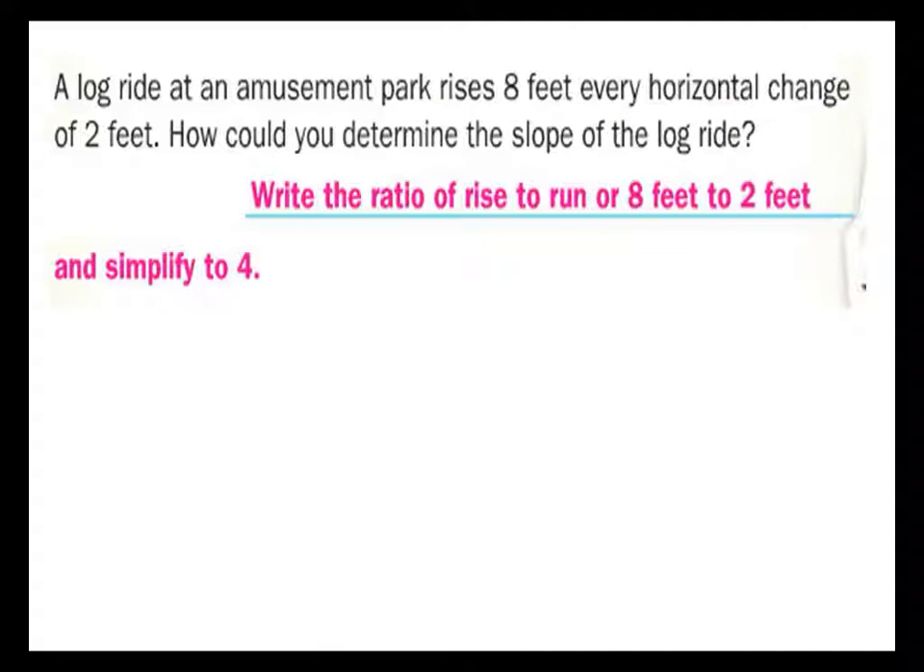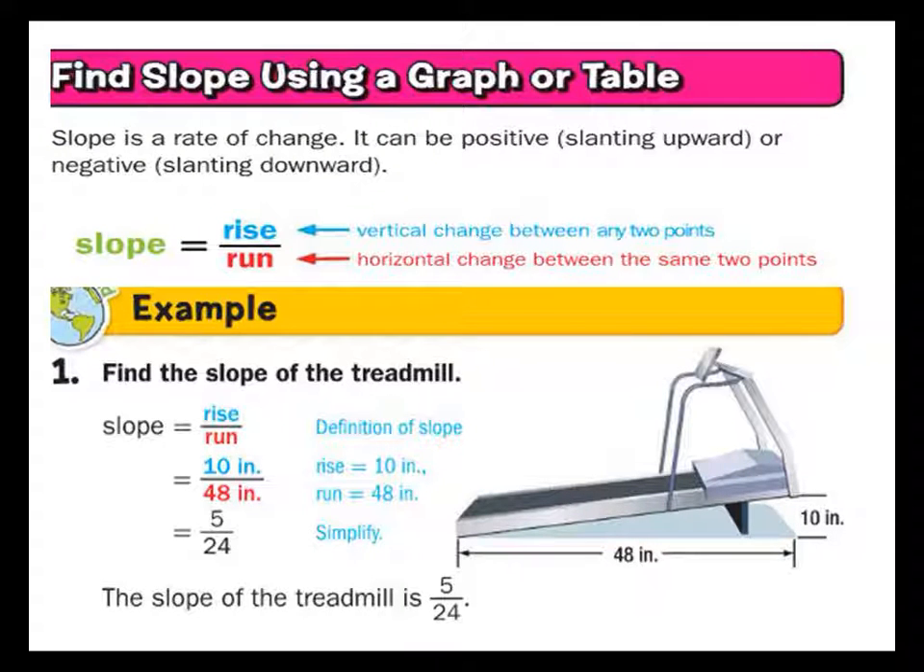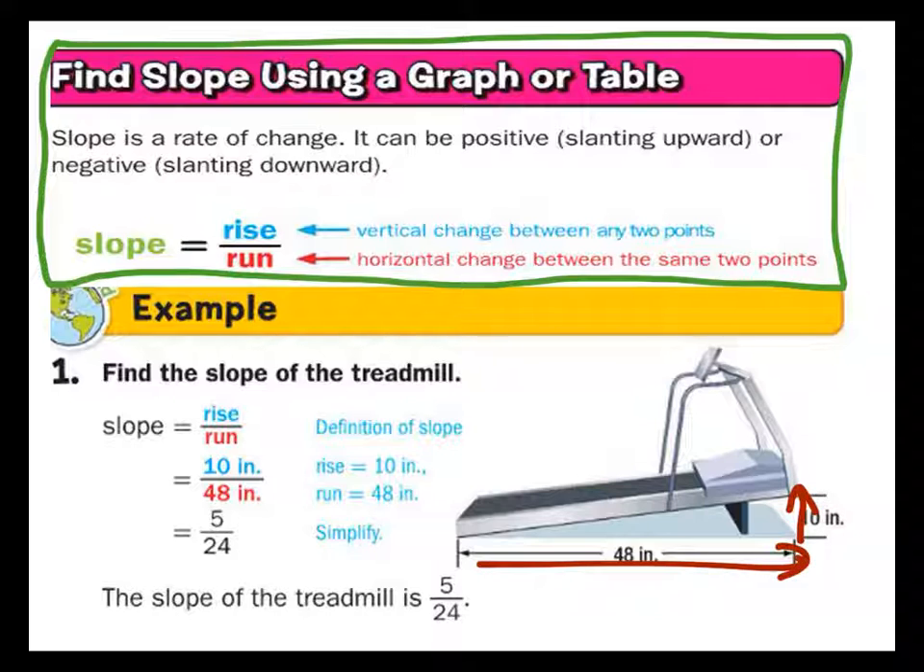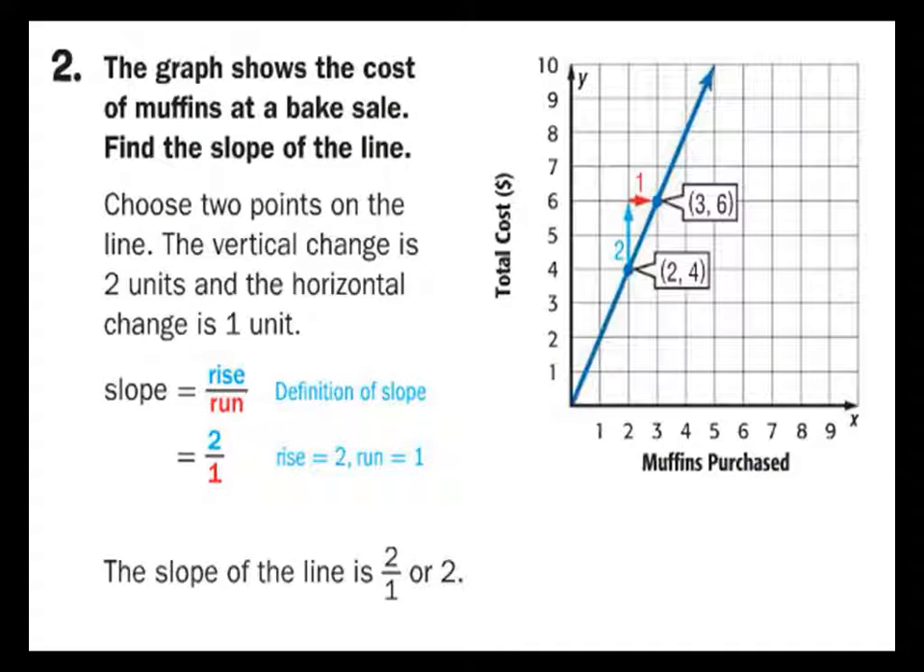Right, the ratio of rise to run for 8 feet simplifies to 4. Sure, we did that. Do we need to go over slope again? Does everyone feel pretty good about the poster? Because the poster is up there. All right, notice on this next problem, we have a rise of 10 inches and a run of 48 inches. So it's just the rise, 10, over the run, 48. So it simplifies to 5 over 24. Here's another great example. You got the vertical change, which is 2, and the horizontal change, which is 1. So it would be 2 over 1. Bam. All right?